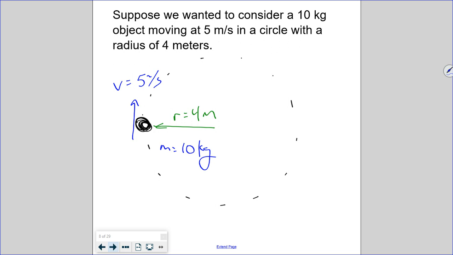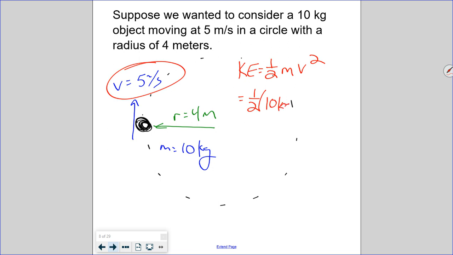The question is, do I consider this as kinetic energy or as rotational kinetic energy? The answer is, it turns out that it doesn't matter. So let's start by finding the kinetic energy. Kinetic energy is not a vector, so it's just 1/2 mass times the speed squared. So half of the mass times the velocity squared gives you 125 joules.